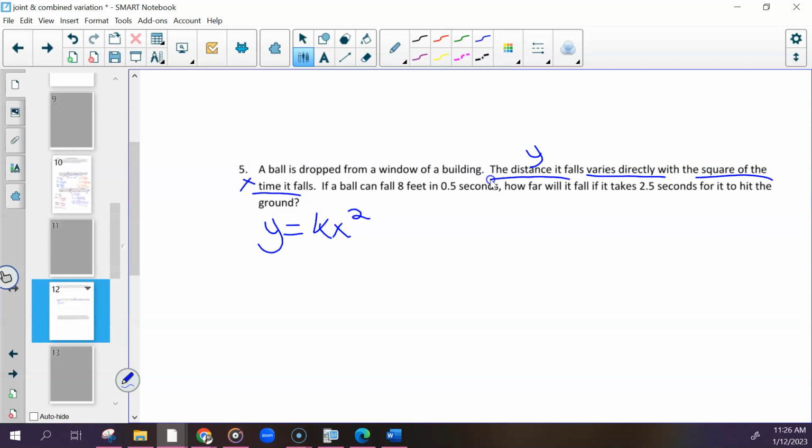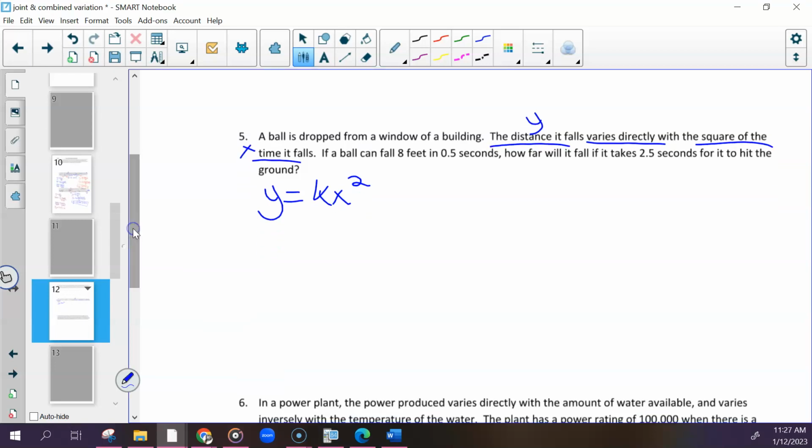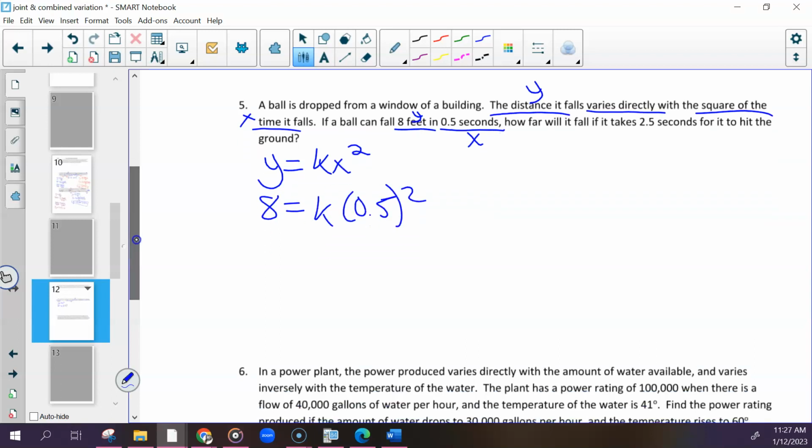So make sure you're reading the words, because if this were a problem on your quiz, on your test, and you missed the squared part, all of your work would be wrong. So make sure you're reading everything. As Sid said earlier, that 8 feet would be your y, meaning the 0.5 would be your x. So let's put those in, find our k value. Square 0.5 or 1/2, either or, we get k times 0.25.